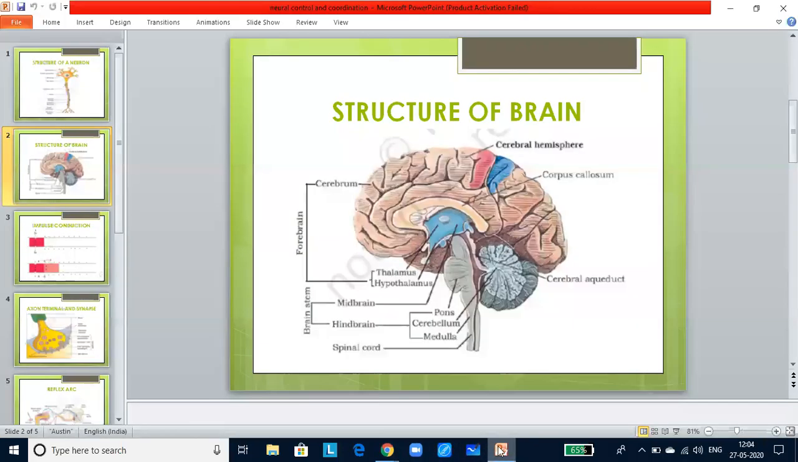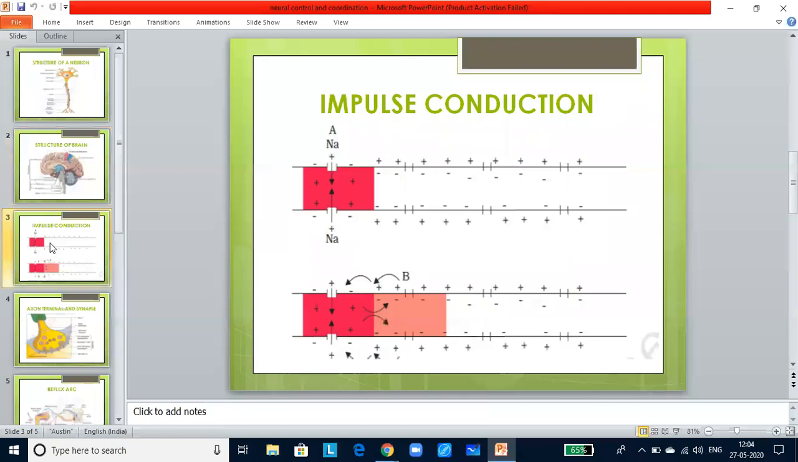Now, let me move on to impulse conduction. So, generation and conduction of nerve impulse. This diagram is very important. They will ask you the diagram and ask you to identify what is happening in the diagram or interpret the diagram. When a neuron is not conducting any impulse, that is, when it is at rest, the axonal membrane is comparatively more permeable to potassium ions and nearly impermeable to sodium ions.